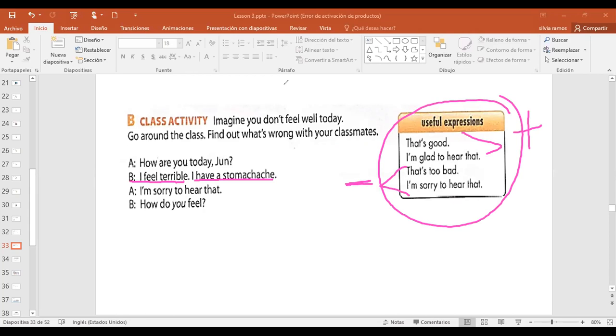And then we can also continue with the conversation. Because if we say, for example, how do you feel here at the end, then we can say, I feel great. What is a possible answer if we say, I feel great? Positive or negative? Positive. Very good, Marielos. So if we have a positive answer, we might want to use one of these two. That's good, or I'm glad to hear that. That's what we're going to do.